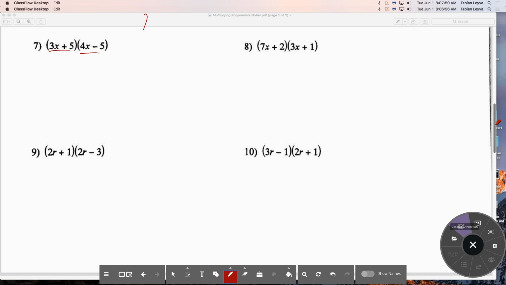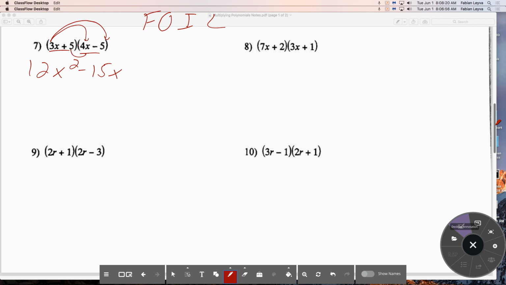Now, FOIL means that the first thing you're going to do when you see multiple parentheses getting multiplied together is start with the first, the very front. 3x times 4x is what? 12x squared? Absolutely right. Now, the other thing is you want to do the outers. So notice that was front. Now let's do the outers. 3x times a negative 5 is going to be a negative 15x.